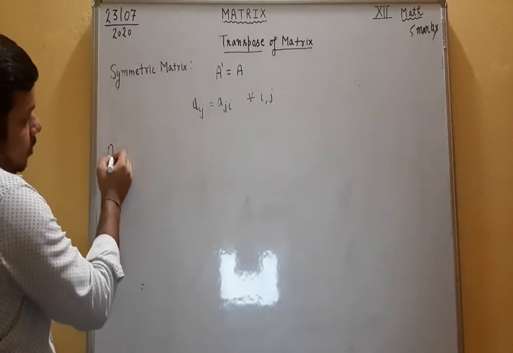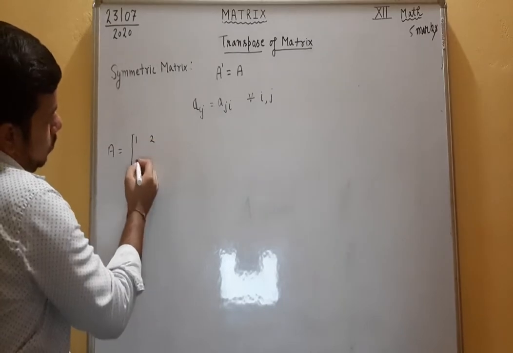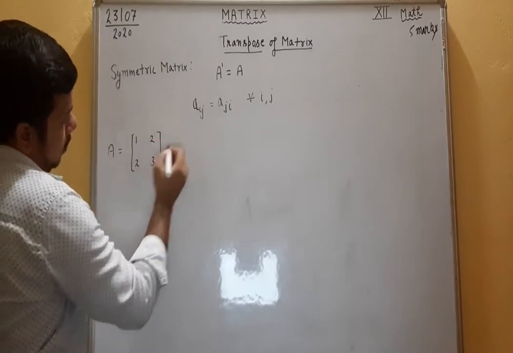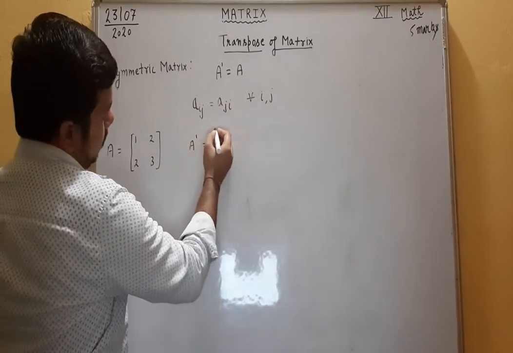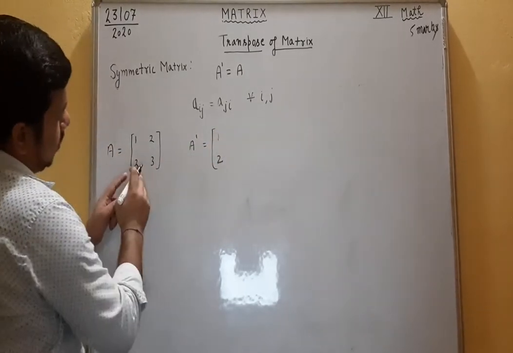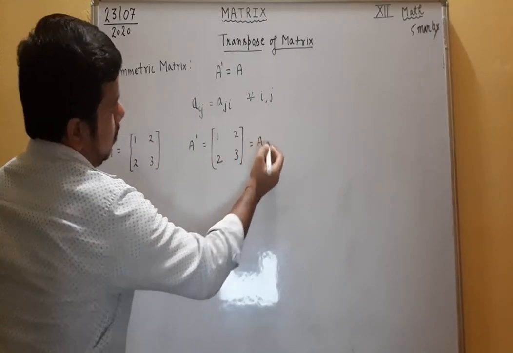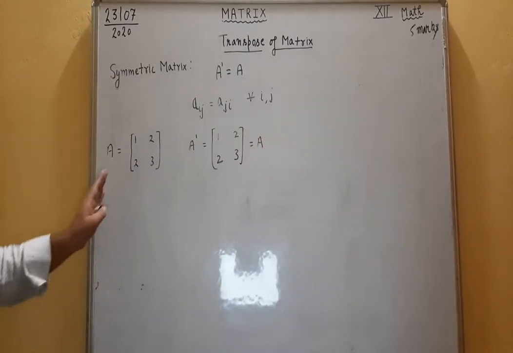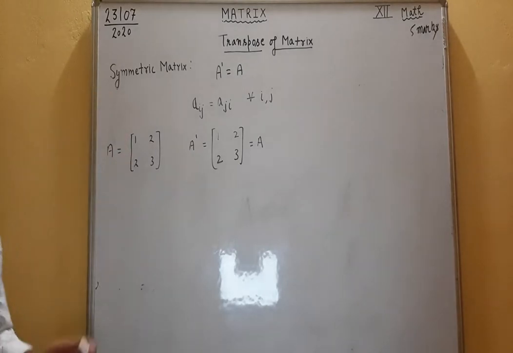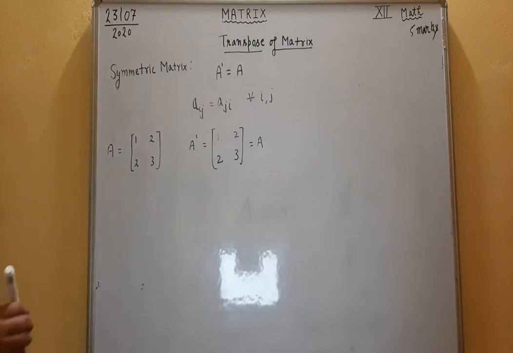See, a matrix A, 1, 2, 2, 3. Now find A dash. First row is what? 1, 2. So first column is 1, 2. Second row is 2, 3. Second column is 2, 3. See, it is equal to the same. So this type of matrix is called the symmetric matrix. If the transpose of a matrix is equal to the matrix itself, then that matrix is called a symmetric matrix.